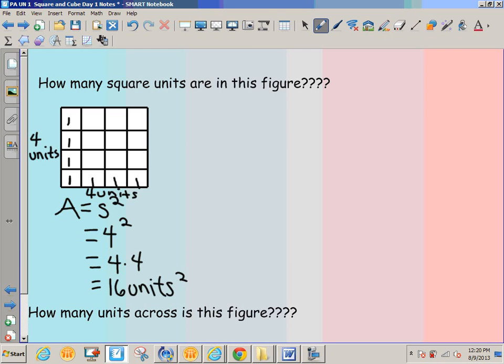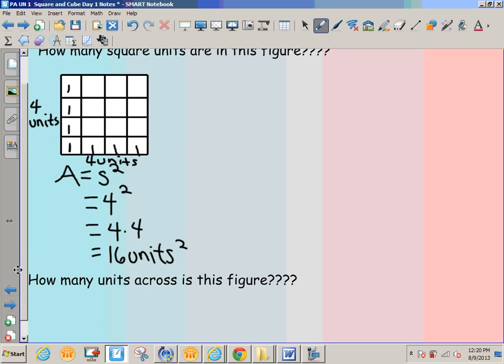So if that is true, then the opposite is true as well. It says how many units across is this figure? So if 4 times 4 is 16, then if we know there are 16 square units in this figure, if I find the square root of 16, then I can identify the units across the figure. So the square root of 16 is equal to 4 units. So opposite of one another, 4 times 4 is 16, or the square root of 16 is going to give me 4 units.